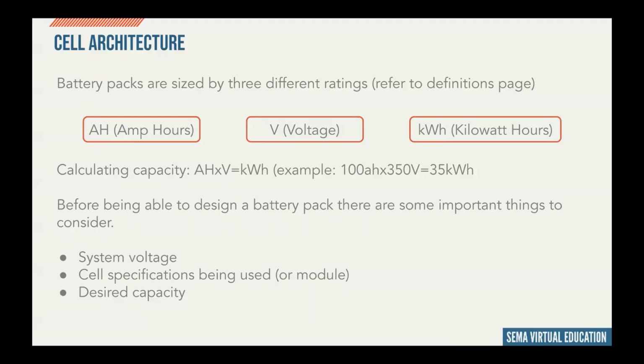So in this simple example, we have a 100 amp hour cell or parallel grouping of cells that provides 100 amp hours and a pack voltage of 350 volts, providing a total capacity of 35 kilowatt hours. Before you're able to design a battery pack, you have to consider what the system voltage is going to be, either through a single pack or a pack grouping, and what cells specifically are being used, or the modules and the capacity of that, to define your desired overall capacity.